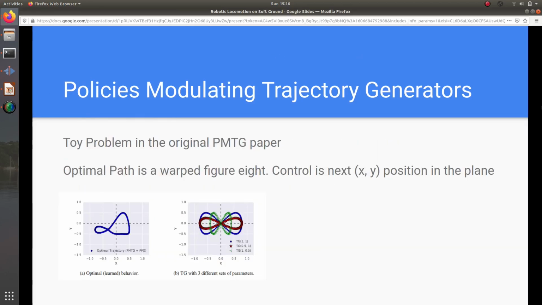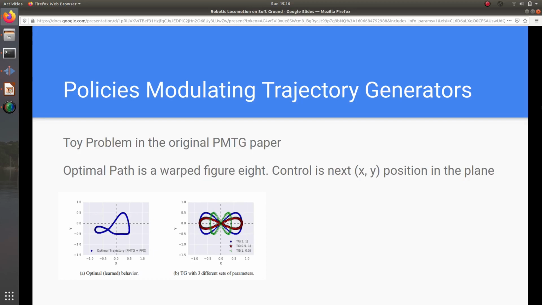To gain intuition, I implemented the toy problem in the original PMTG paper. The control problem is to have a ball follow a specified path in the plane. Say we know the desired path is roughly a figure 8. We can define a trajectory generator parameterized by 2 values then.